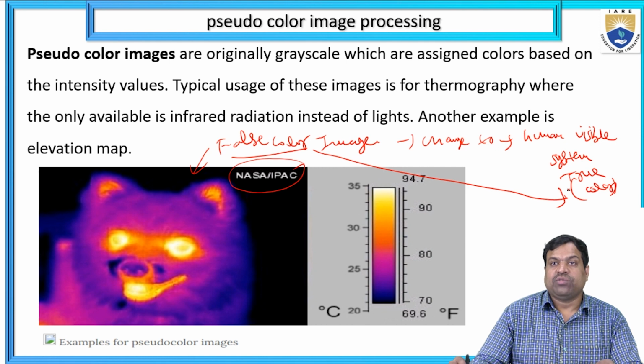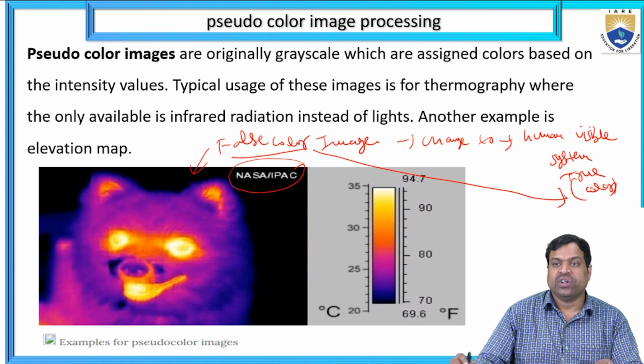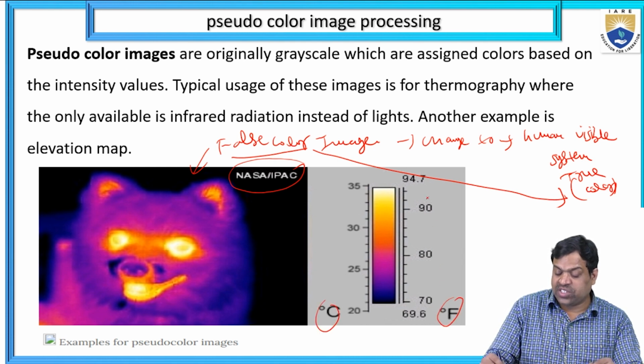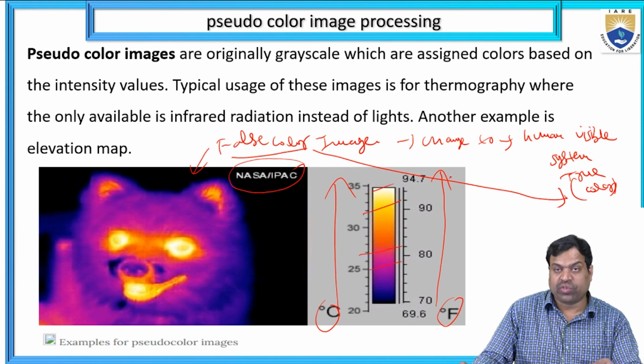So the originality of the grayscale, which are assigned colors based on the intensity values. The typical usage of these images are for thermography, where they are only available in infrared radiation instead of light. Another example is an elevation map. So here I am taking degrees Fahrenheit. So what are the intensity levels? These are changing from 20 to 35 or 70 to 94.7. So what are the color combinations there? We have to find out. That is a pseudo color image. That is a false color.